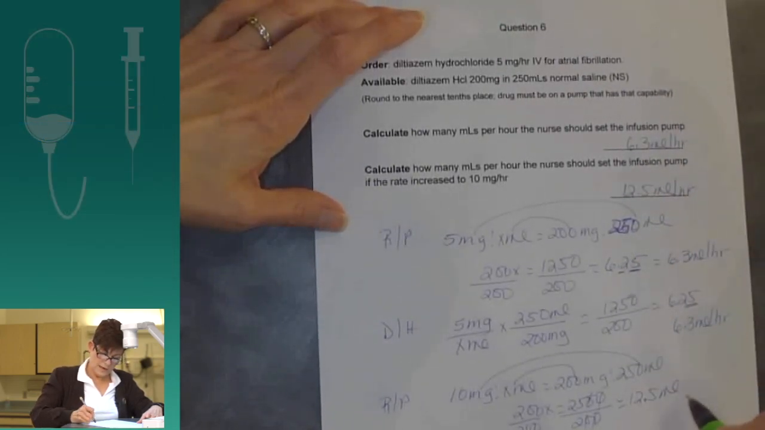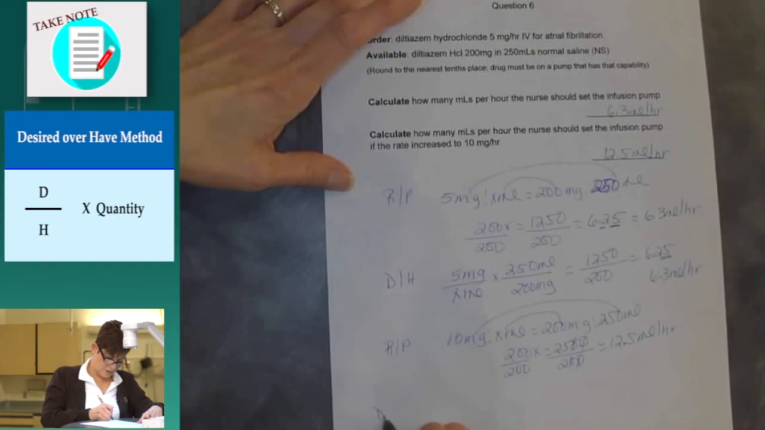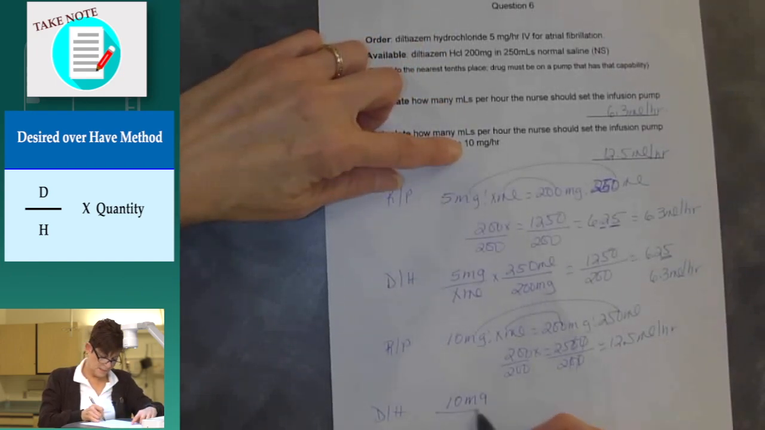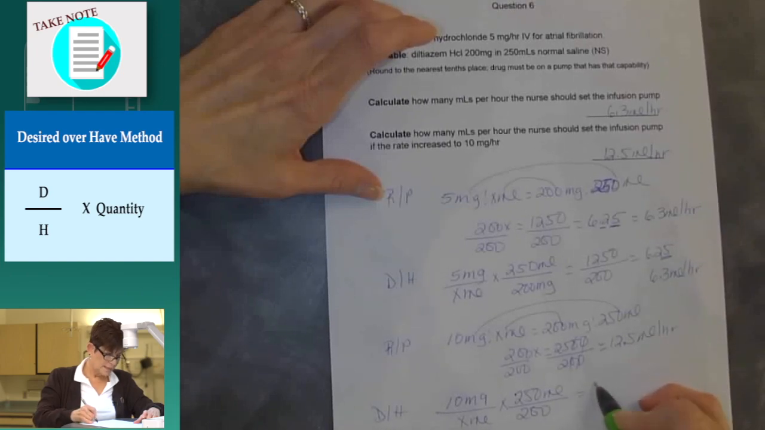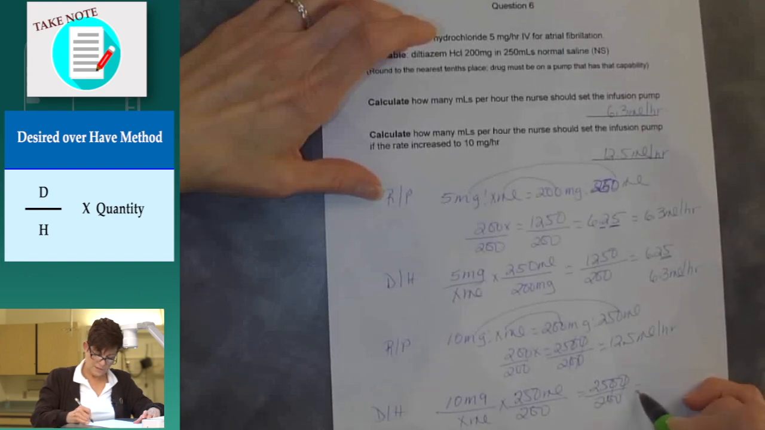Again, mLs per hour. So the desired over have, it's going to be the same. You're going to do your 10 milligrams because that's what the question is asking. 10 milligrams times x mL times 250 mLs over 200. And again, we get 2,500 over 200. Crossing off our zeros, we get 12.5 mLs per hour. So our second answer is 12.5 mLs per hour.